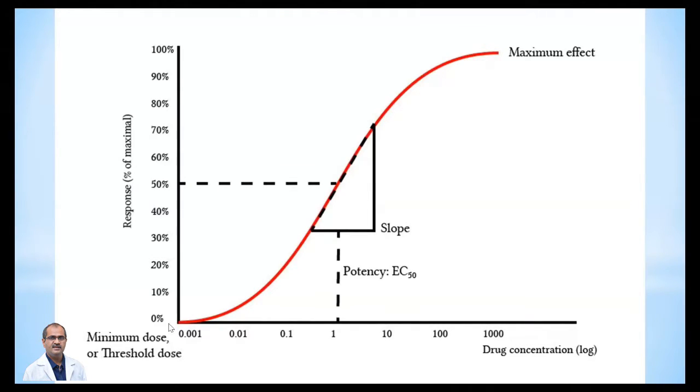This is the minimum dose, also known as the threshold dose. Threshold dose is the one in which the minimal response is obtained in a particular tissue. And this part, which has more of a straight line, is known as the slope of the curve. If you plot the response versus dose, the dose at which 50% of the response is obtained is EC50, effective concentration 50.